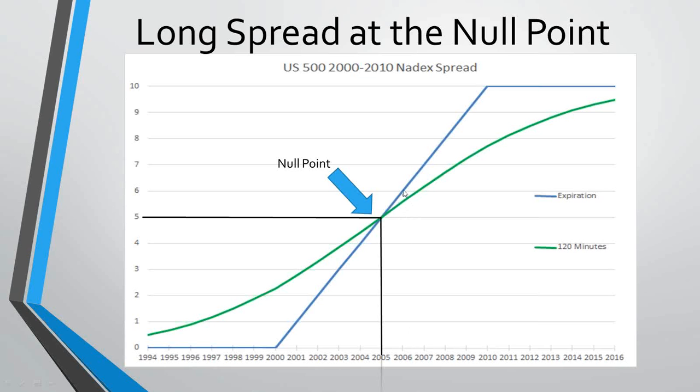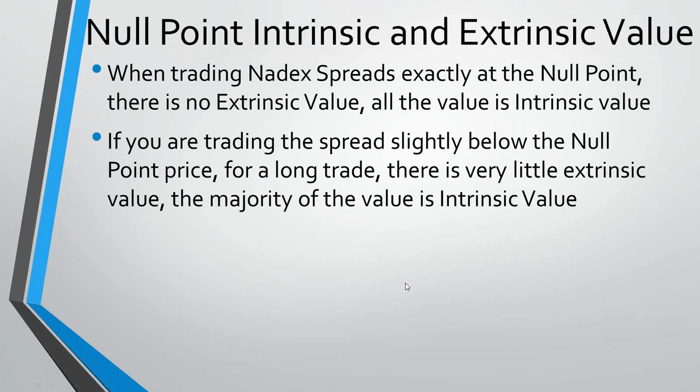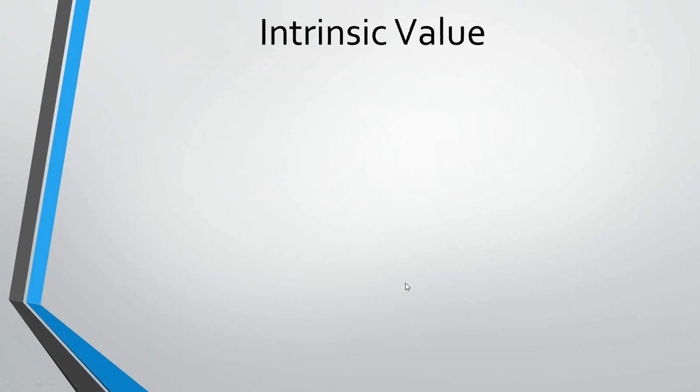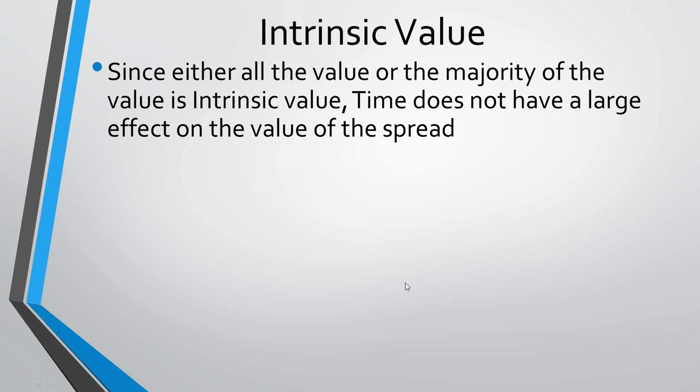If we're trading it, let's say at 2006, we come up right here, it should have intrinsically $6. It's trading for slightly less than that, $5.50, because the extrinsic value is negative. So whether the extrinsic value is negative or positive, it does have it slightly above and slightly below. That's what I mean by those points. Since either all the value or the majority of the value is intrinsic value, time does not have a large effect on the value of the spread.